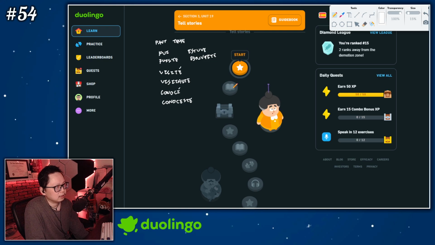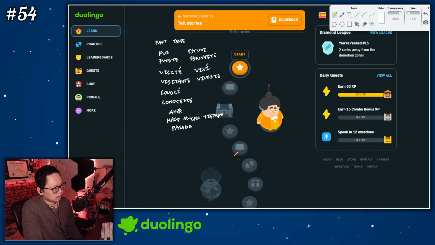We need an ir verb. Viví versus viviste. Right. Those are our past tense stuff. And then in order to do past tense, we got some more like ayer, hace mucho tiempo, pasado, like past, to set up past tense, contextualize past tense. I think that's largely it.